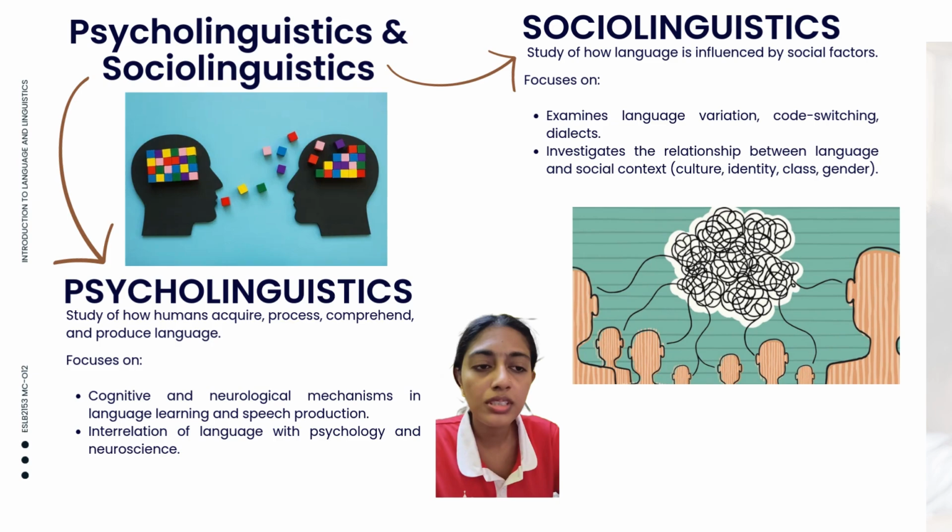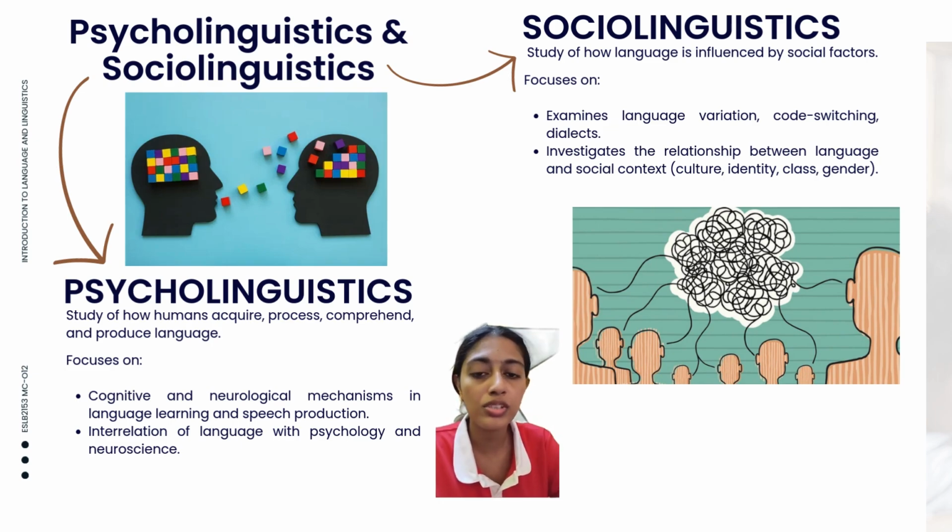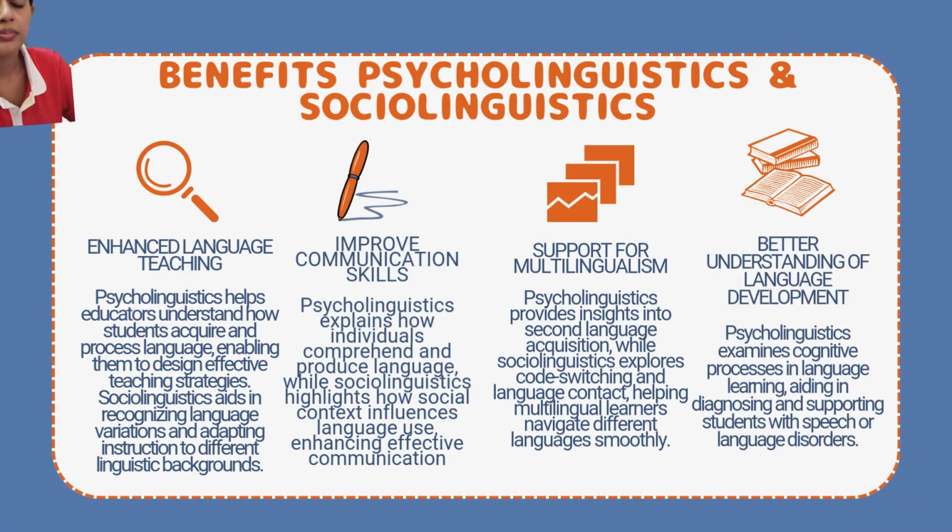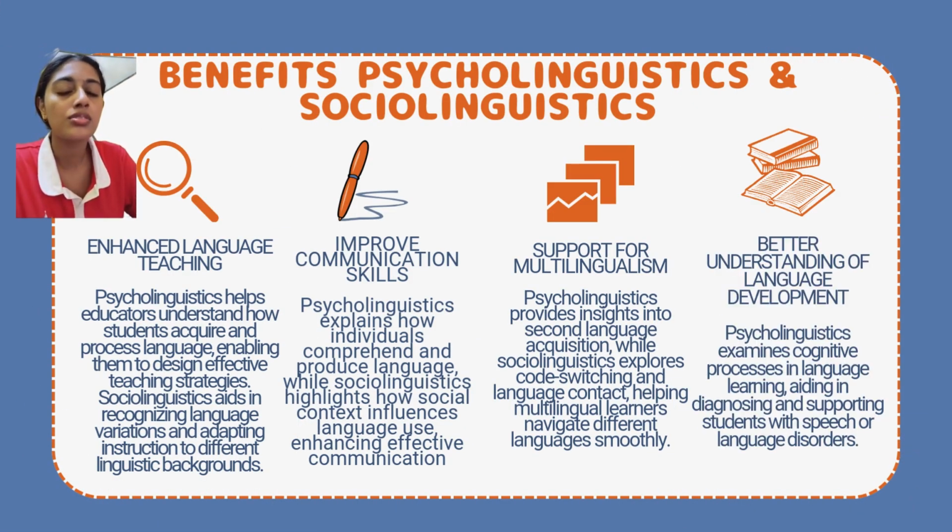Sociolinguistics is the study of how language is influenced by social factors, which are culture, identity, class, gender, and region. It examines language variation, code switching, and how people use language in different social contexts. This helps to understand the relationship between language and society, highlighting how communication adapts based on social interaction and environment. We are going to look at the benefits of psycholinguistics and sociolinguistics.